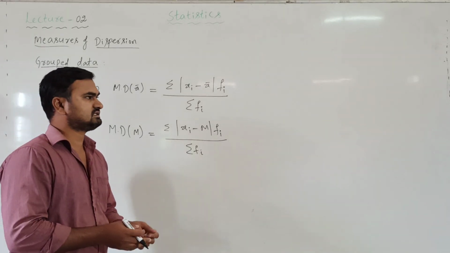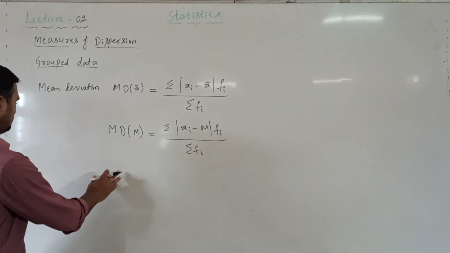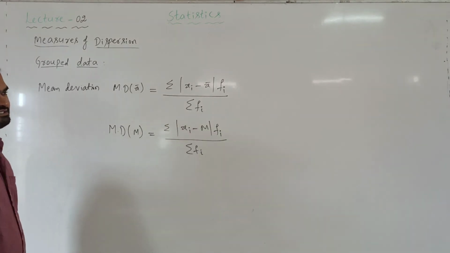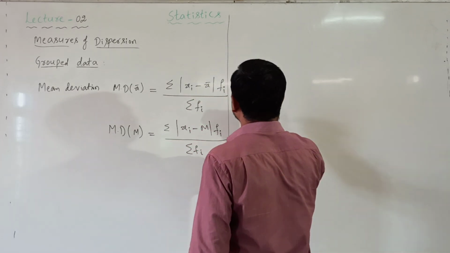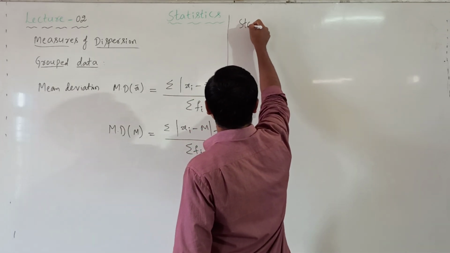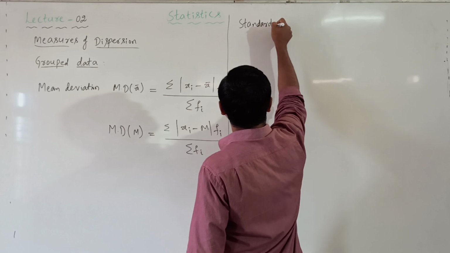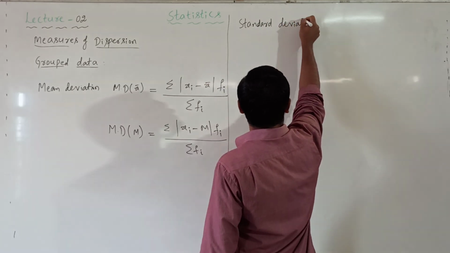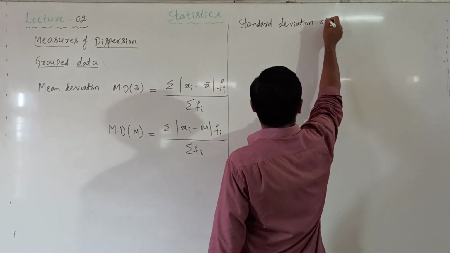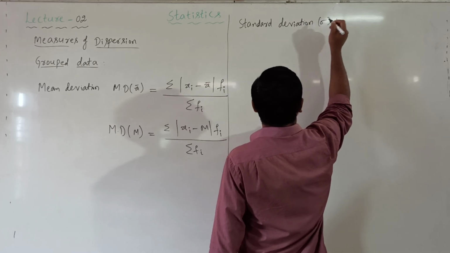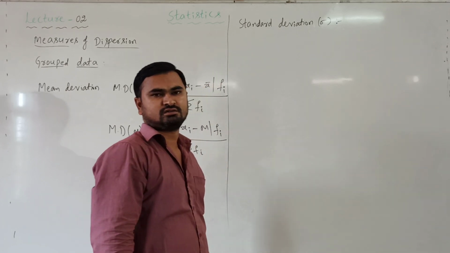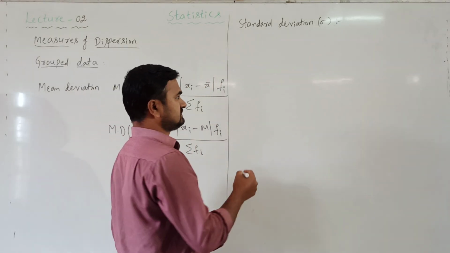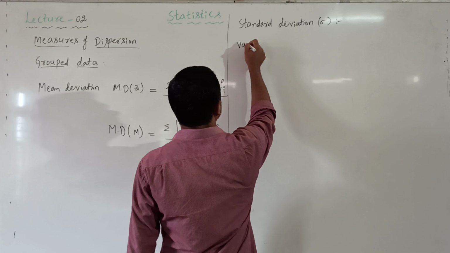Now we will see what the standard deviation is. Again, for finding the standard deviation, we have to use the variance. Standard deviation is denoted by sigma. So before finding the standard deviation, first you have to find the variance.